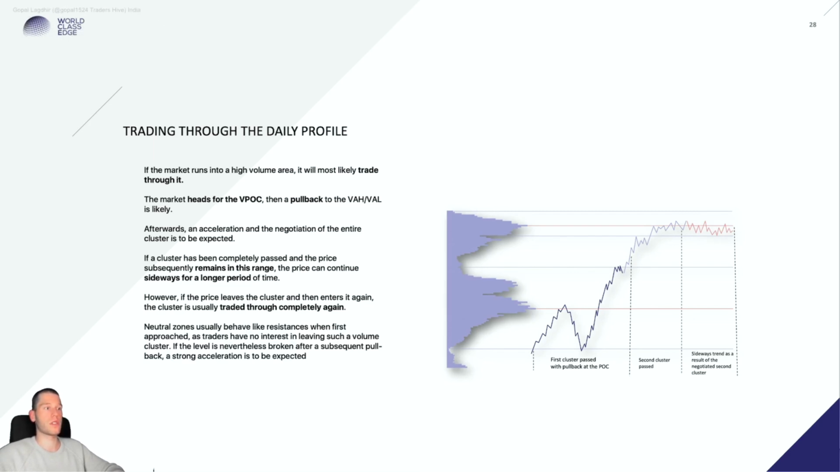So neutral zones usually have to be like resistances. Neutral zones are the zones in between the low volume areas, and there is no interest in leaving such a volume cluster if the level nevertheless is broken after a subsequent pullback. A strong acceleration is accepted if it accepts a new level. Sometimes it also happens that it fills up the low volume area, but the first plan and the first logic is always that we'll trade through the next mountain.